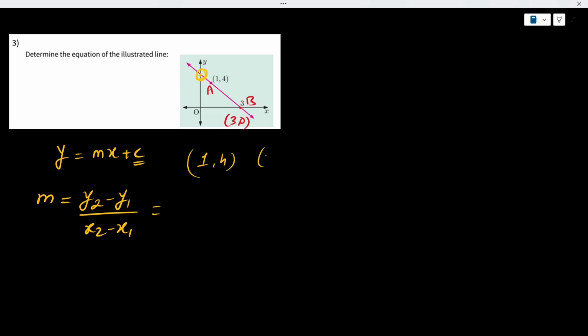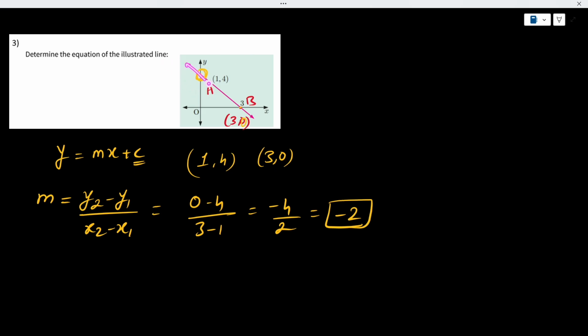1 comma 4 and 3 comma 0, because on the x-axis all the y coordinates are 0. So if I substitute the values, it's 0 minus 4 by 3 minus 1, which is minus 4 by 2, and this is minus 2, right? And you can see that this line is going to give you a negative gradient only. After that, if I substitute, y will be minus 2x plus c.